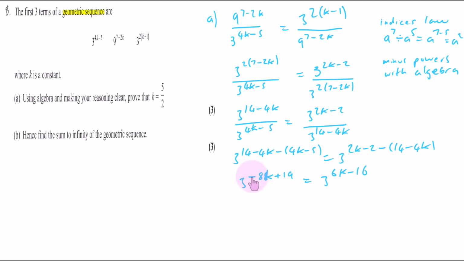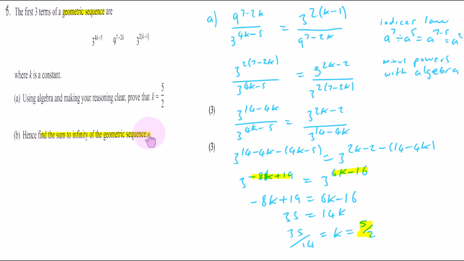So this must mean that this must equal this, and we can just set them equal to each other and solve it. So 35, once we simplified it, equals 14k, divided by 14, so k equals 5 over 2. Once you spot that, this is a very easy question. And it says, hence find the sum to infinity of the geometric sequence.